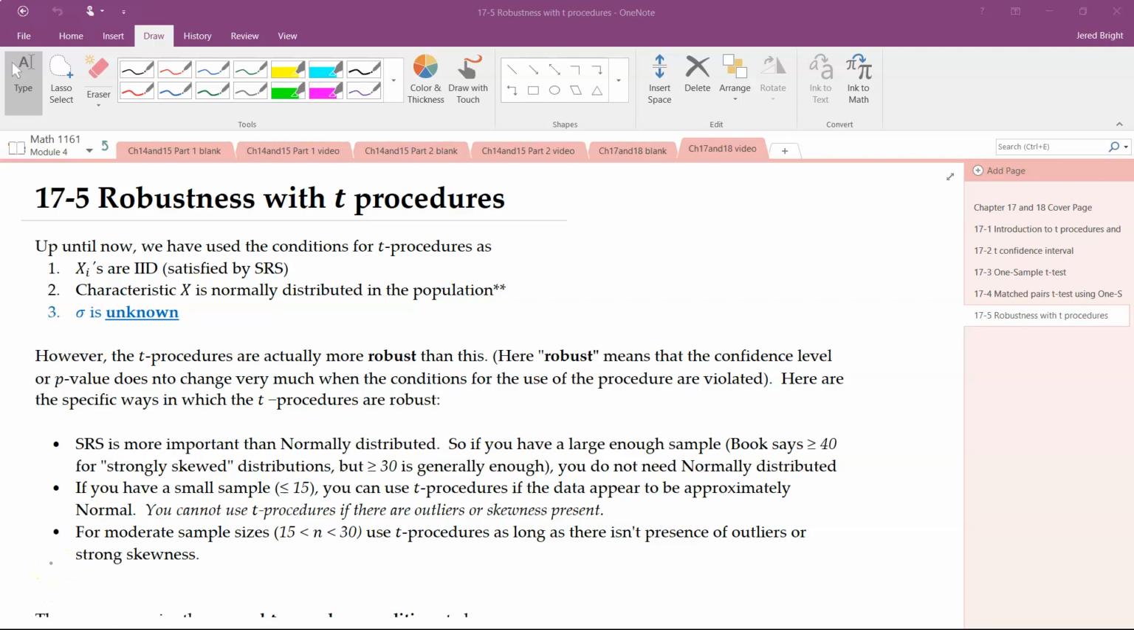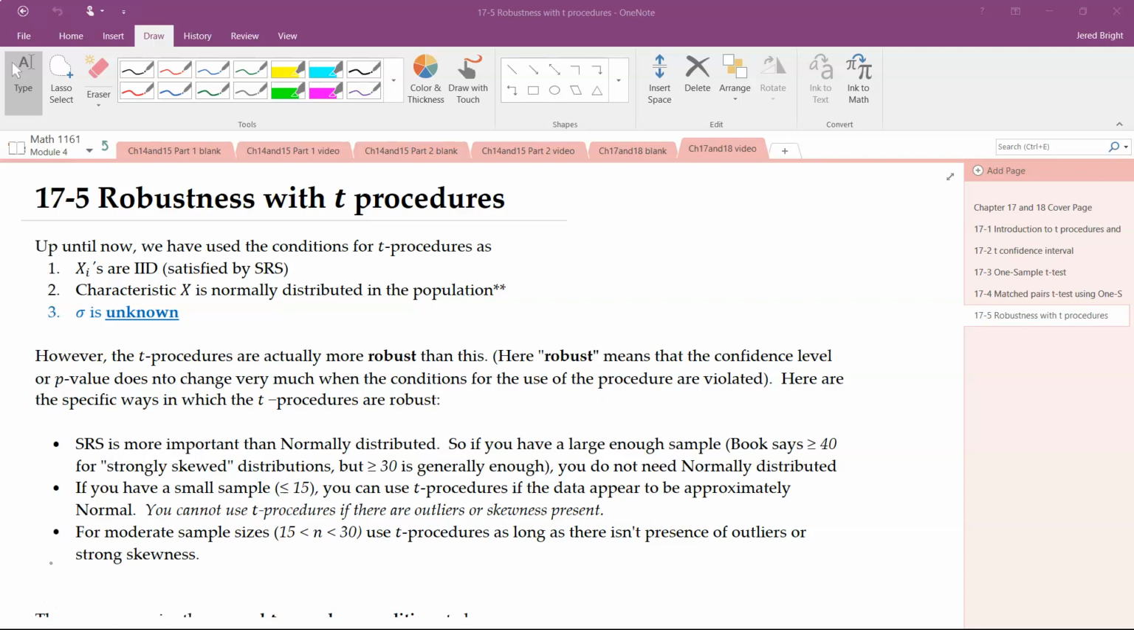Back when we first talked about the conditions for T procedures, I mentioned that we were going to talk a little bit more about condition 2, where we have a characteristic that is normally distributed in the population. That is ideal. If we can say that yes, this is normally distributed, then a lot of things work out very nicely when we have normality, but in principle that can be a little bit challenging to get.